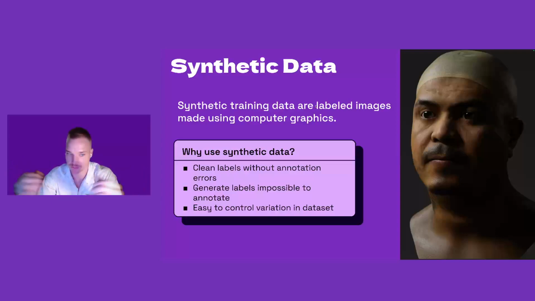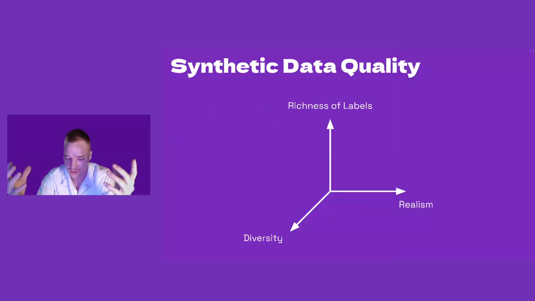And why should you use synthetic data? First of all, you have clean labels without any annotation errors. And this is super important. Secondly, you can generate hundreds to thousands of landmarks per model, per image, that are impossible to generate when you have manual or human-in-the-loop annotation of these labels. And also, it's very easy to control the variation of your data sets once you have your data pipeline in place. And now, how do you define good synthetic data? How do you measure quality?